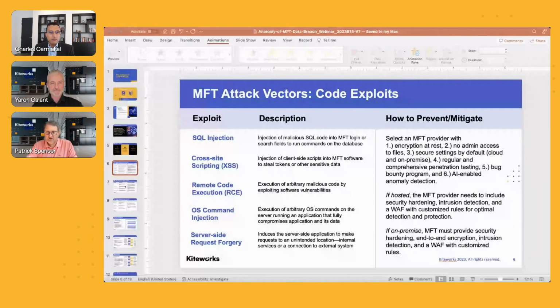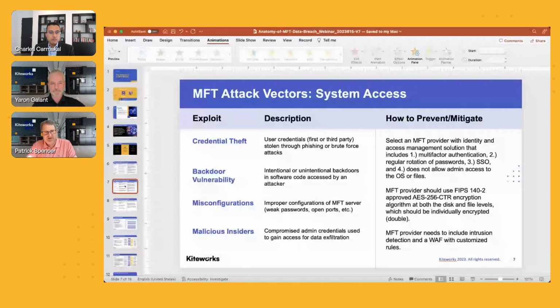Yeah, those are spot on. And we're going to talk a little bit more about those in detail here in a moment. For sake of time, let me say another word.